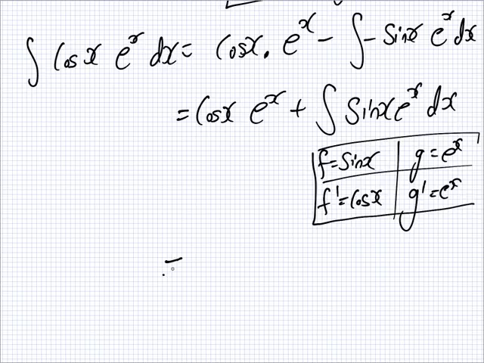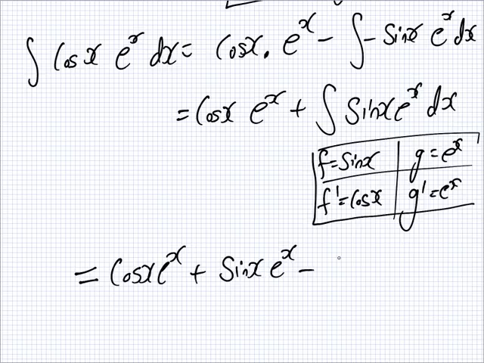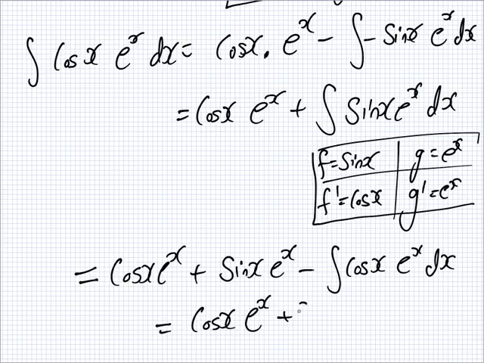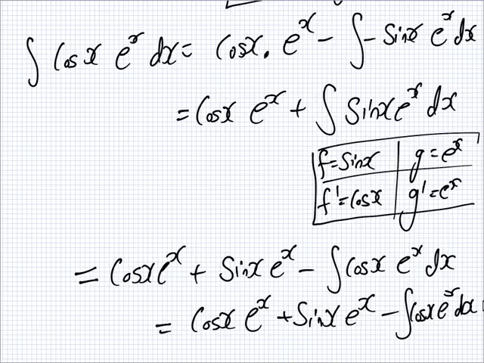Okay. So now this equals cos x ex plus f g minus f derivative g. Is that right? Yeah. So this equals cos x ex plus sin x ex minus the integral of cos x ex dx. I'm back to the start.